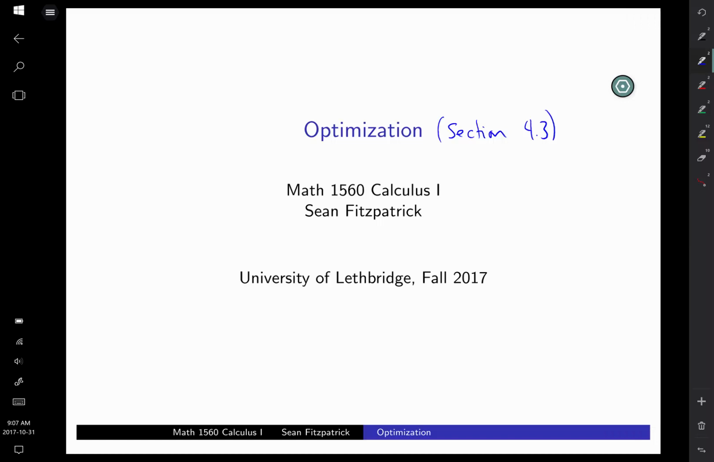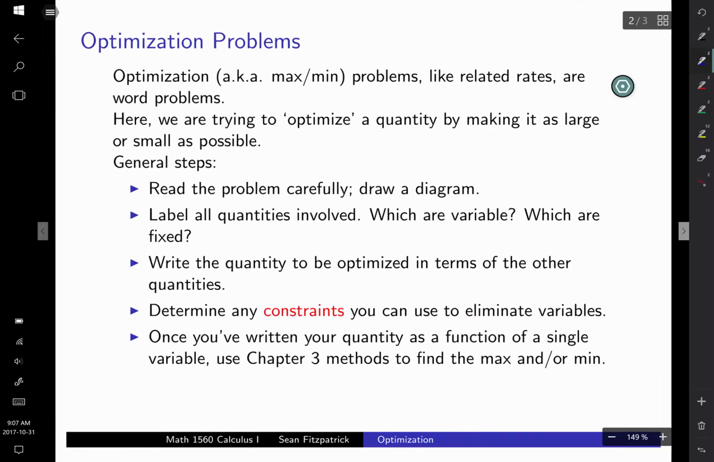So these, like related rates, are word problems, except that the objective in these word problems is different. With a related rates problem, you're trying to get a relationship between two or more rates of change. Here, we are interested in trying to maximize or minimize some quantity. Okay, so the basic strategies for an optimization problem are not any different from those when you're doing related rates, right? The first steps are always the same.